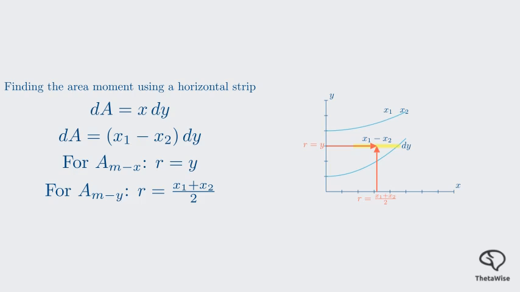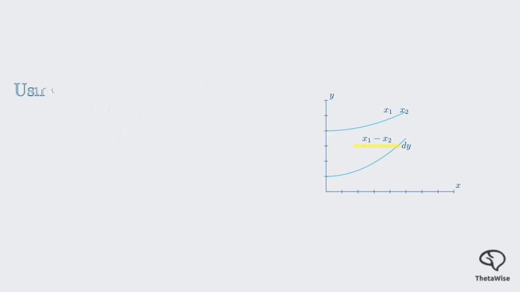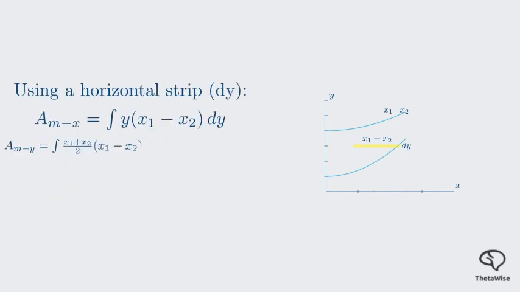For the area moment about the y-axis, A sub My, our reference axis is the y-axis. A horizontal strip is perpendicular to the y-axis. We need the distance of the centroid of the strip from the y-axis. This is the midpoint of its width, which is x1 plus x2 divided by 2. Putting these together, we get our horizontal strip integration formulas. For A sub Mx, we integrate y times x1 minus x2 dy. For A sub My, we integrate x1 plus x2 over 2 times x1 minus x2 dy.